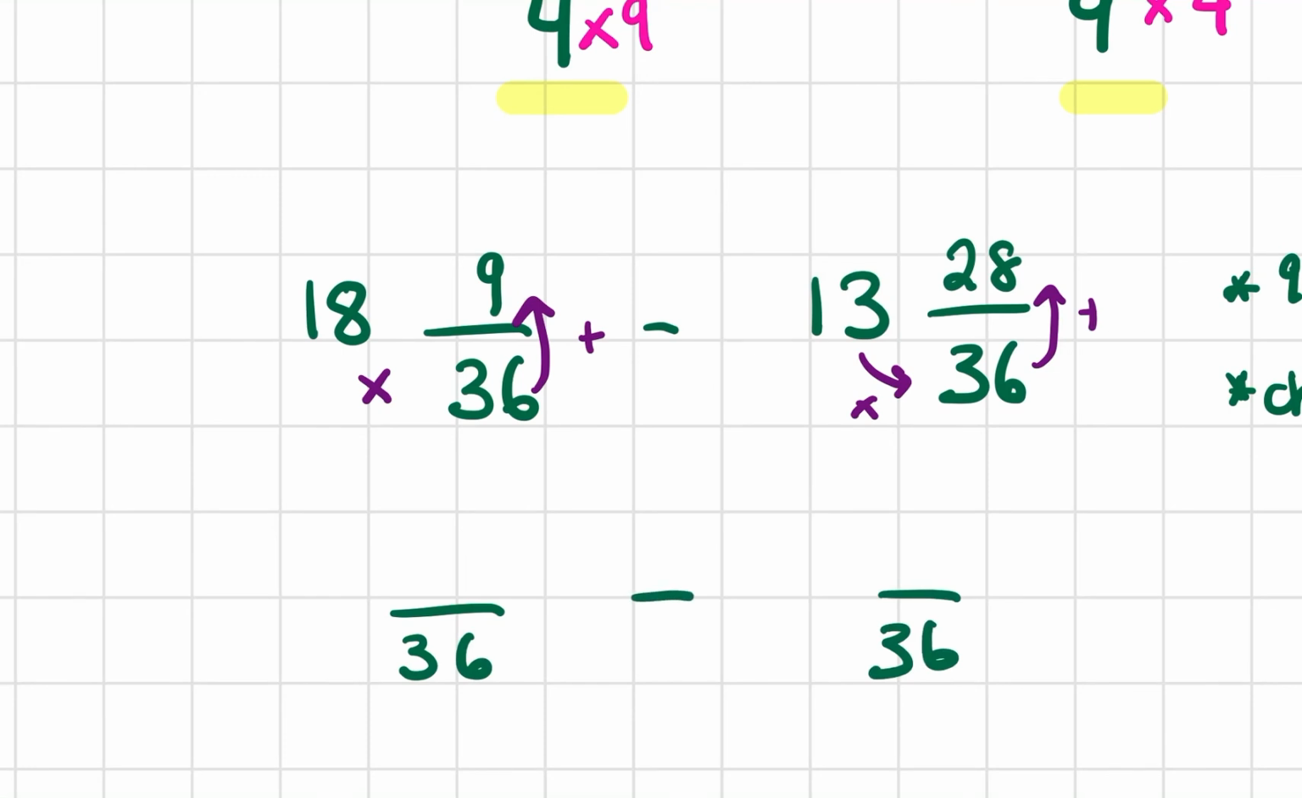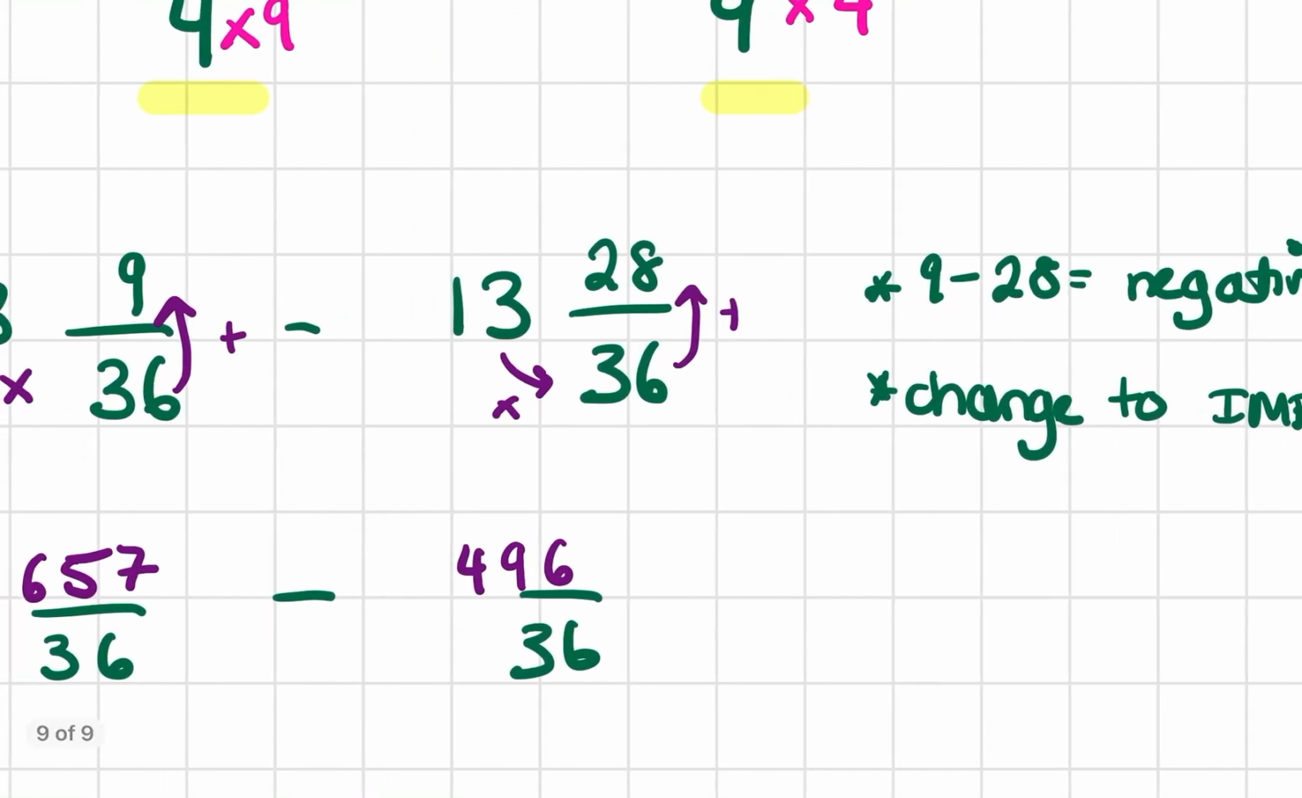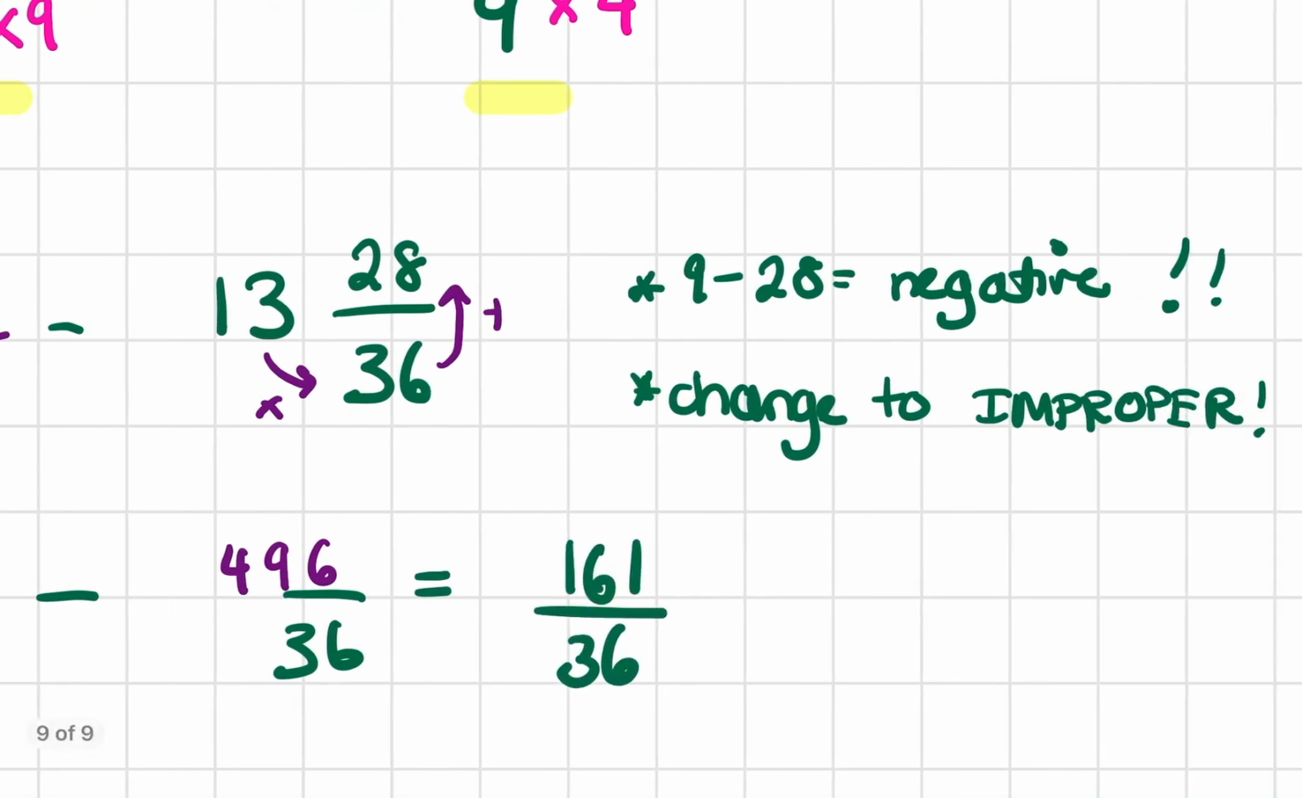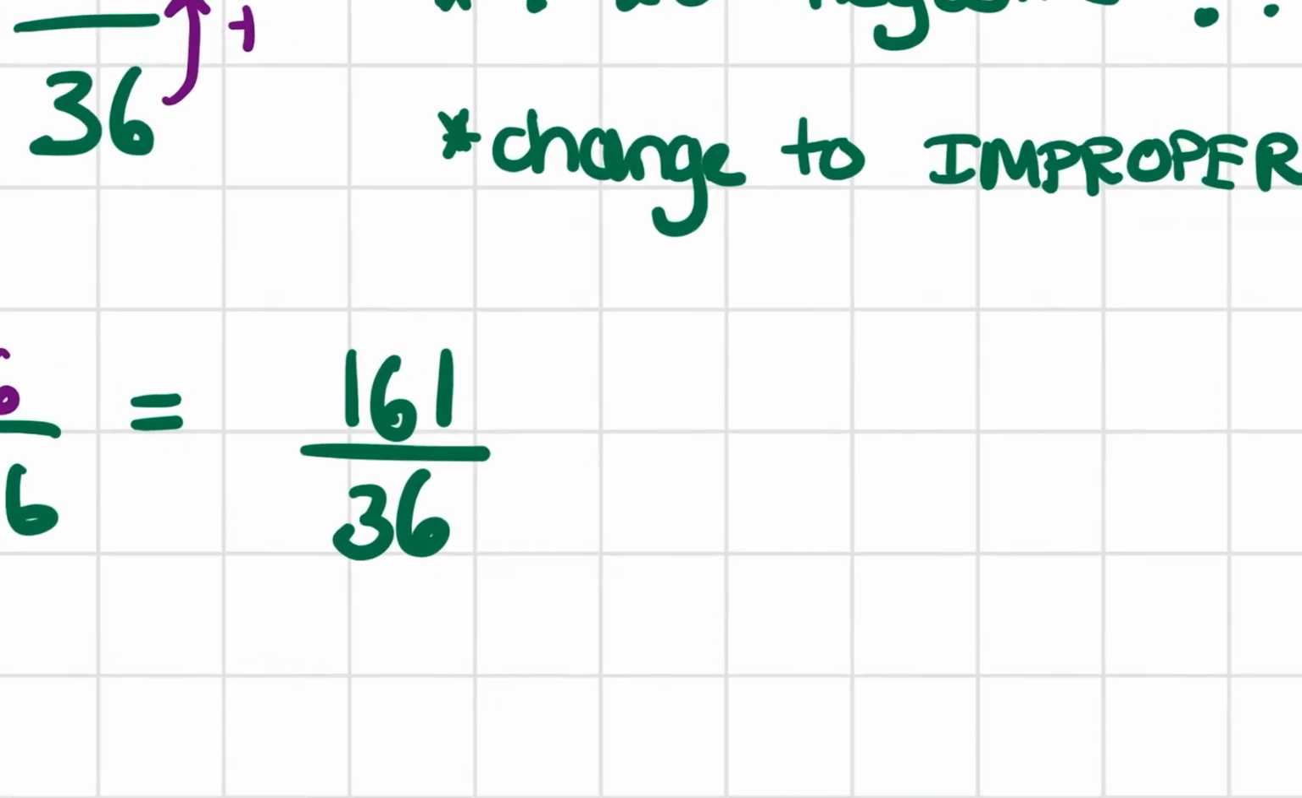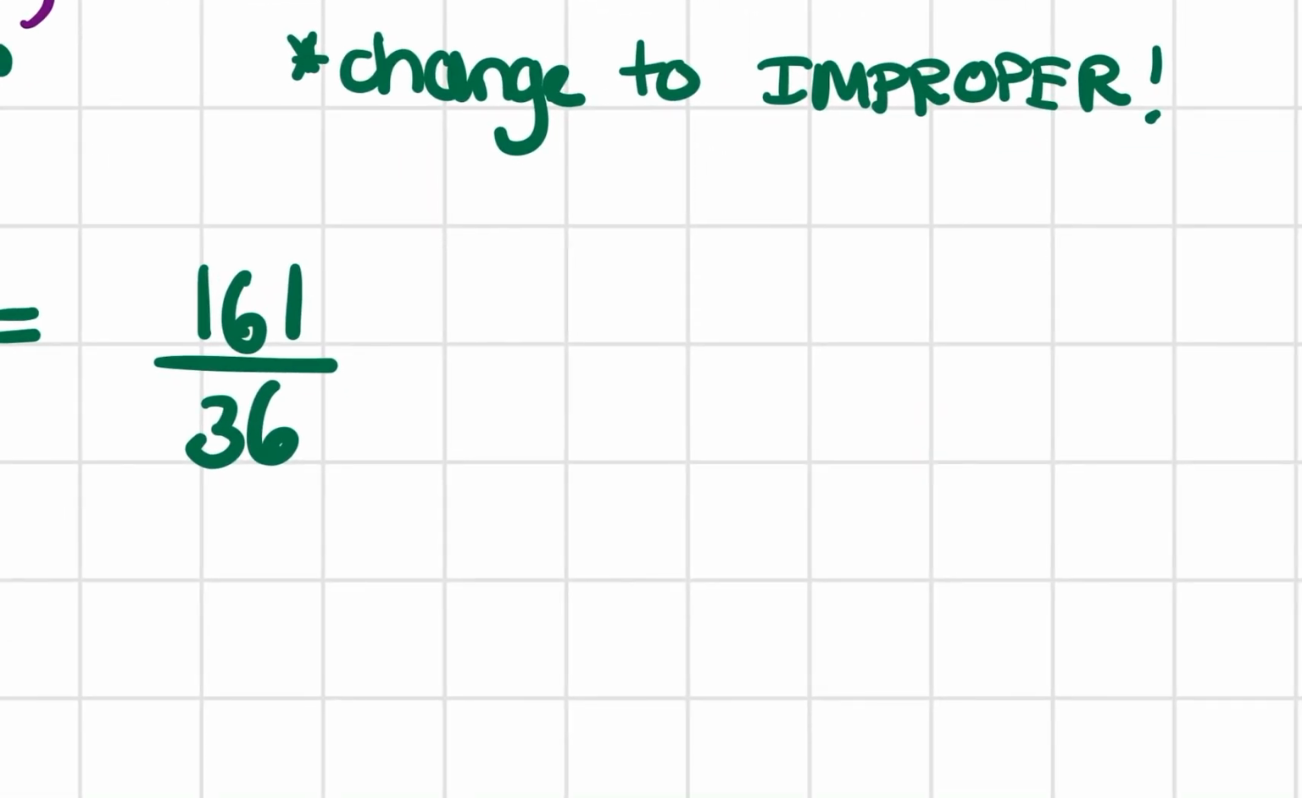If I do 18 times 36 plus 9, I get 657. And if I do 13 times 36 plus 28, I get 496. So no big deal. We're going to just subtract across the top, and we're going to get 161 over 36. Now that's kind of nicer because we don't have a negative number, except in my class, as I've said, I do prefer answers to be mixed and reduced.